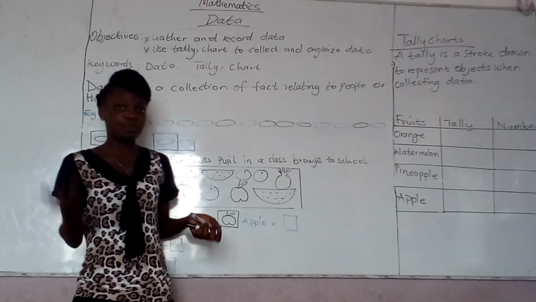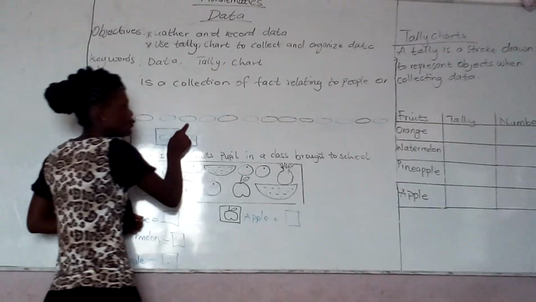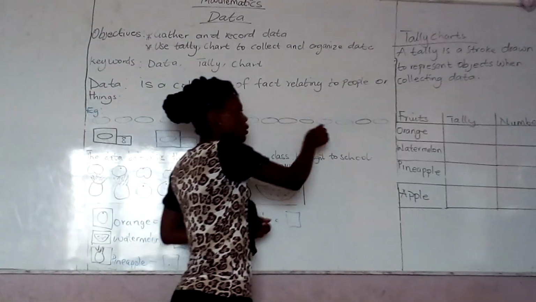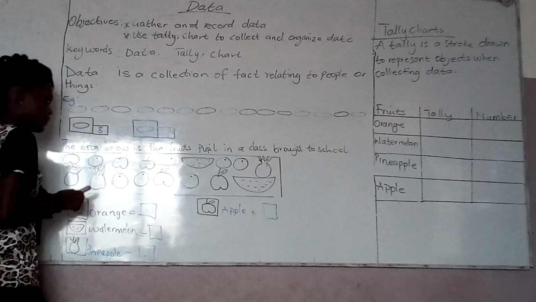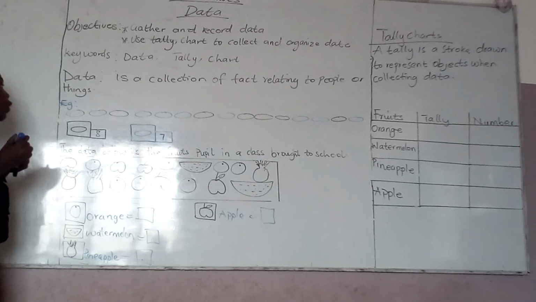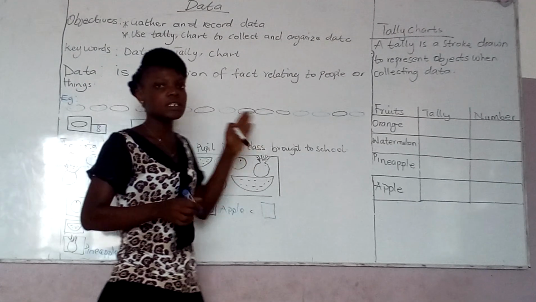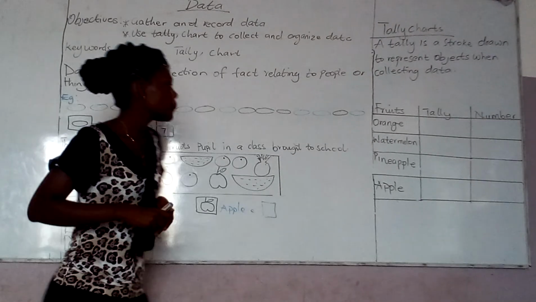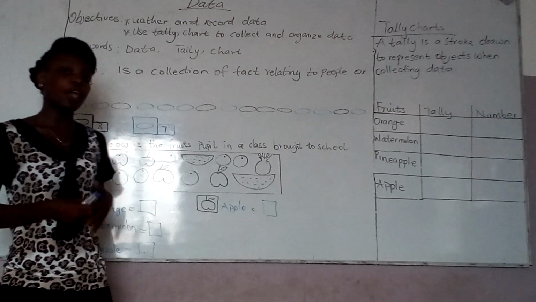Now, how many blue pebbles are there? We have 1, 2, 3, 4, 5, 6, 7. So the blue pebbles are 7. So the kids brought 8 black pebbles and 7 blue pebbles. Now, how many pebbles are there altogether?